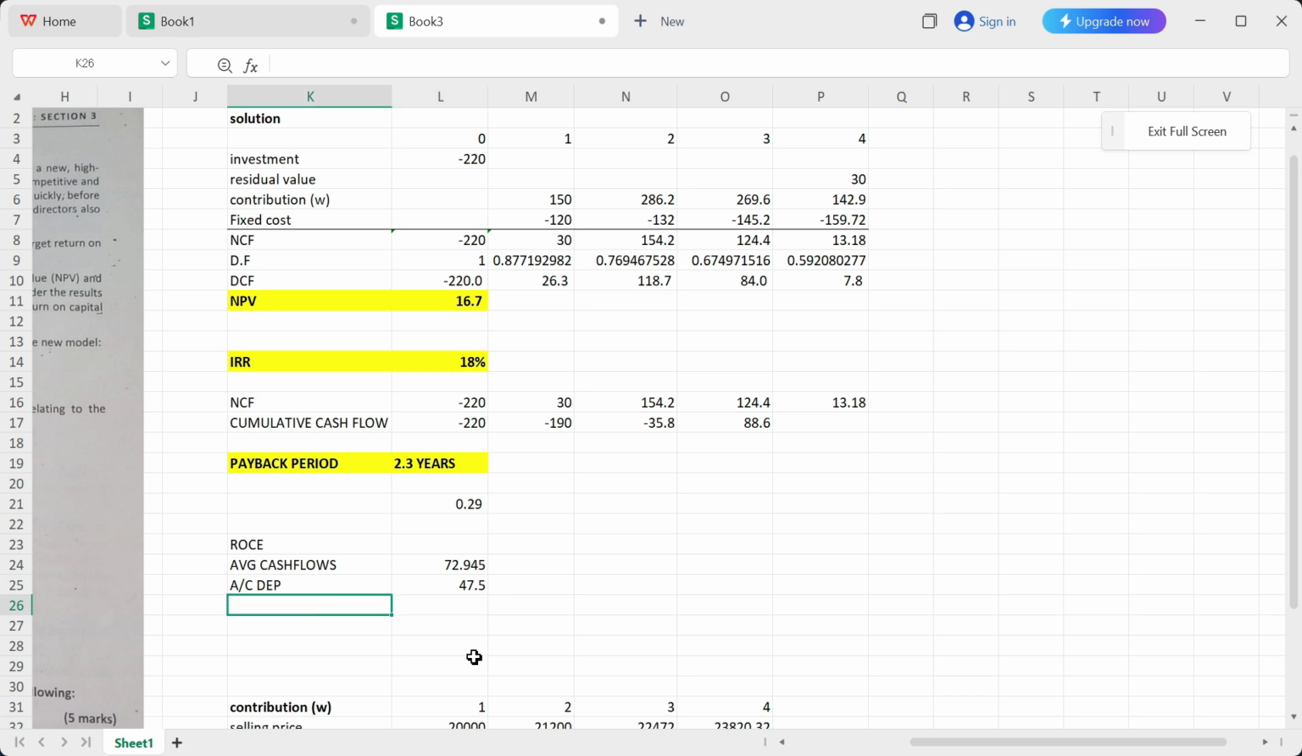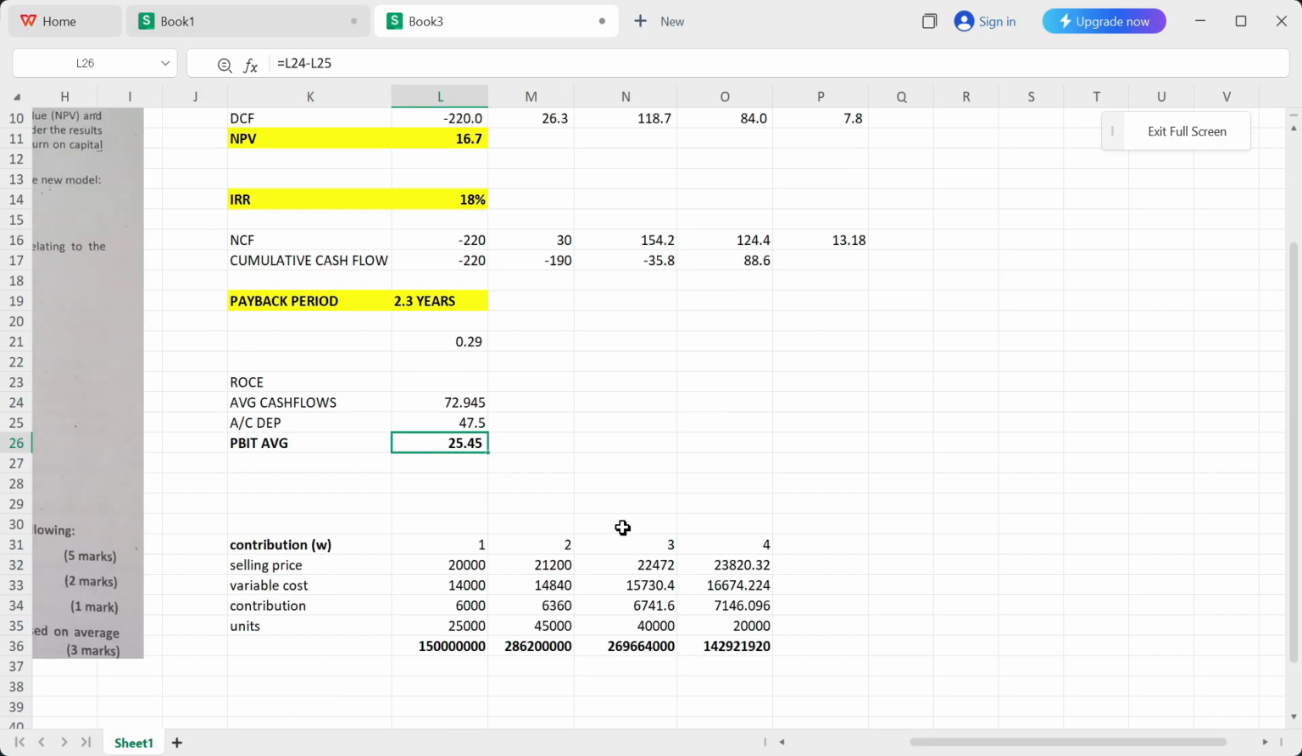All right. And now finally, what we needed to calculate was our PBIT, which is profit before interest and tax, average. For that, you select your average cash flow and subtract from it the accumulated depreciation. So you get 25.445 as your PBIT average, which can be rounded off to 25.45. All right. So after having our PBIT average, now we need to calculate our ROCE.